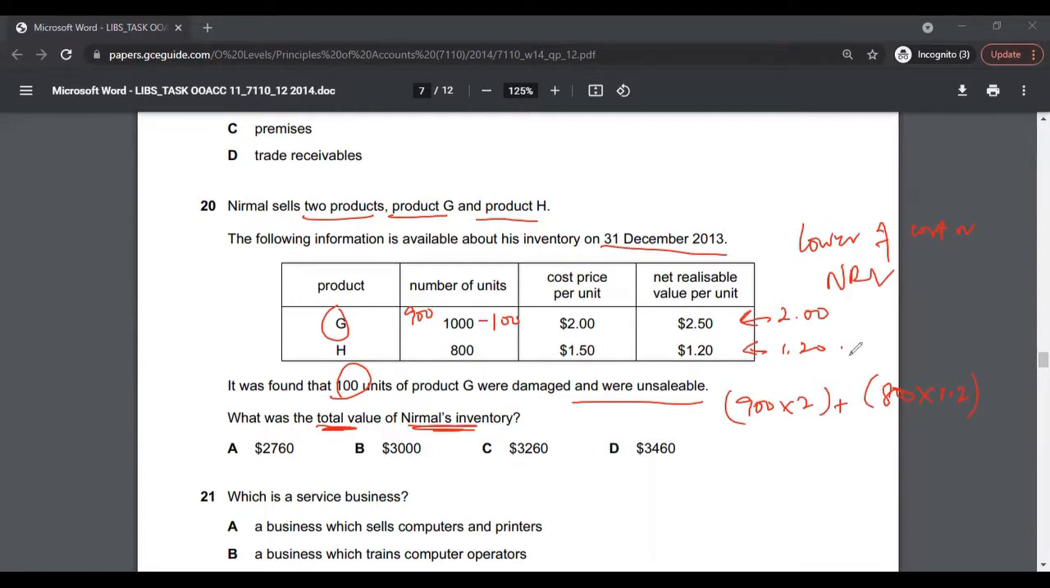Practice will make you perfect. Practice will help you prepare better for the exam and score better on the exam. And that's why you are watching this video, right? So do some practice. And if you solve this equation in here, the answer to multiple choice 20 should be 2760. That is option A.